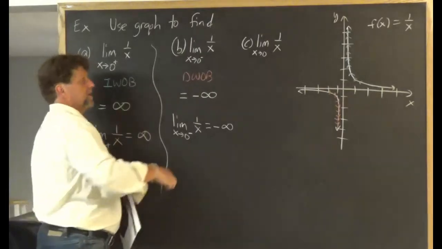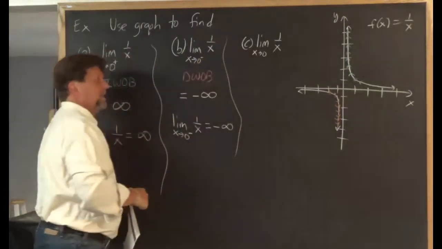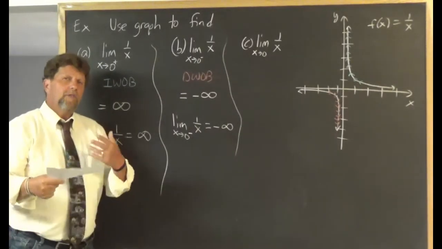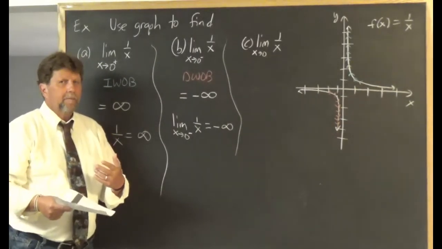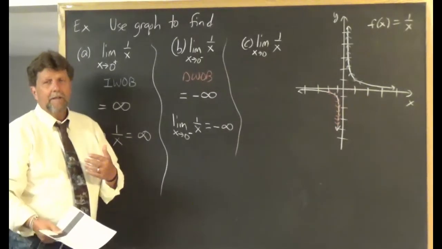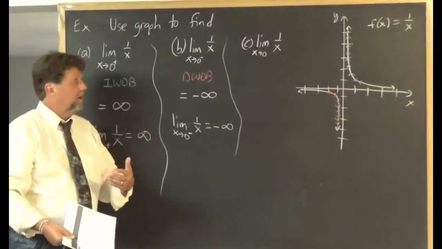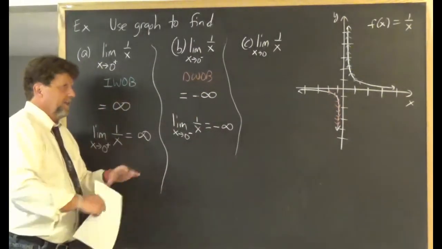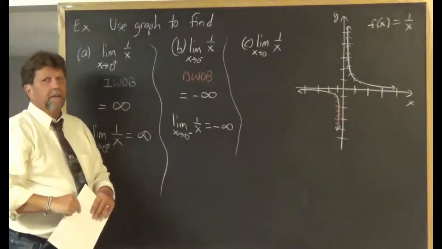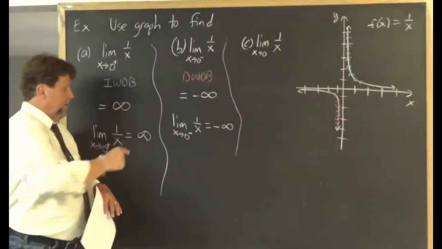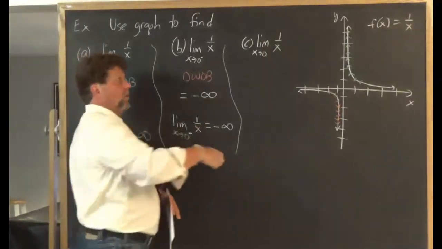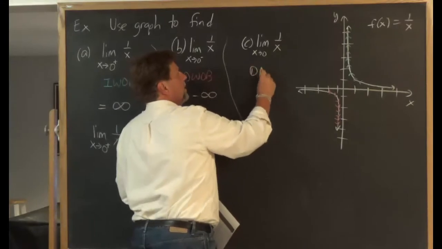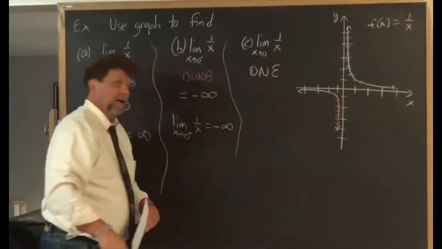All right, that brings us to part C. What is the limit as x approaches 0? Well, keep in mind, in order for us to talk about the limit, the left side limit and the right side limit have to be approaching the same thing. Well, the left side limit is heading to negative infinity. The right side limit is going to positive infinity. Those aren't the same thing. They are not approaching the same thing, so we conclude that the limit as x approaches 0 of 1 over x does not exist.